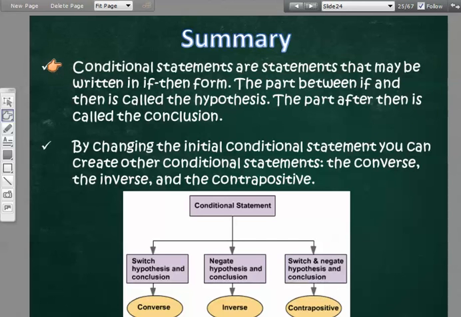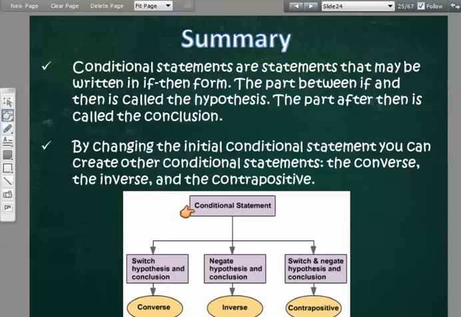The summary of today's lesson is we learned that conditional statements are statements that may be written in the if-then form. The part between if and then is called the hypothesis. The part after then is called the conclusion. And by changing the initial conditional statement, you can create other conditional statements, which are the converse, the inverse, and the contrapositive. And I like this graphic that they put in the LMS.